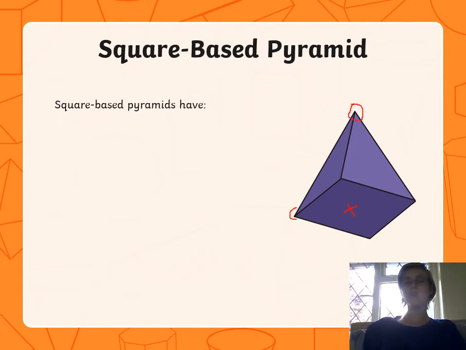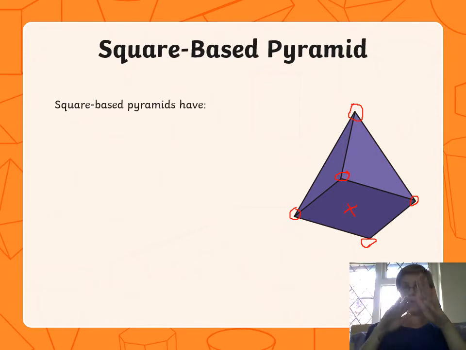So I can see all of the corners of this shape from here, all of the vertices. I can see there's 1, 2, 3, 4, 5. And I know that we've got a square base, which means that I've got 1, 2, 3, 4 faces, and then the face on the bottom. So that's 5 faces all together.